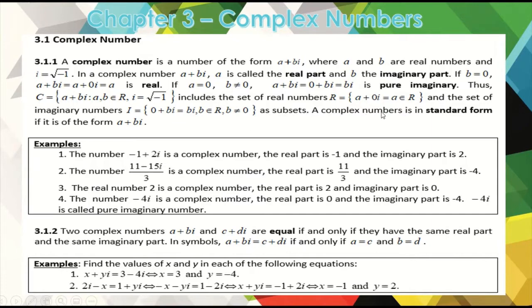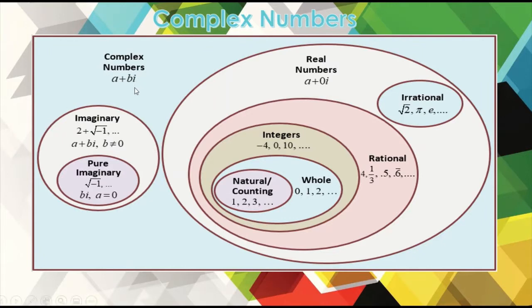A complex number is in standard form if it is of the form a plus bi. So this is the standard form of a complex number. So like ato ang complex numbers with the real number system and imaginary numbers last time kani. So mao ni siya ang universal set nato, the complex numbers. So subsets sa complex numbers are the imaginary numbers and the real numbers. So mao na siya ang atong complex numbers.